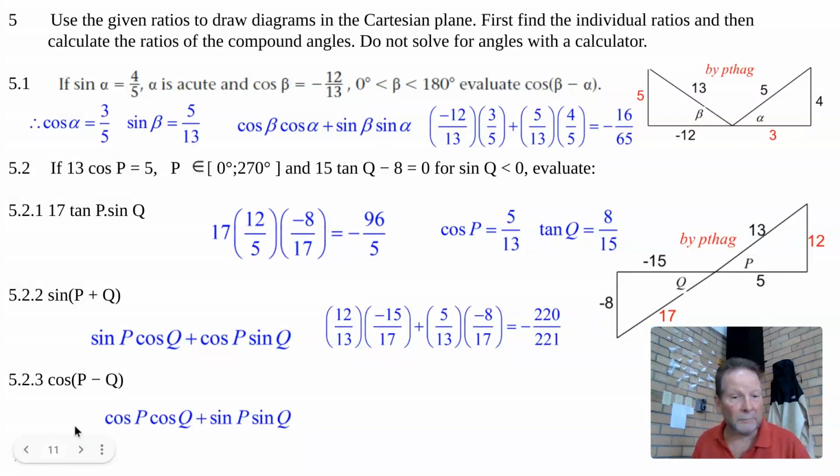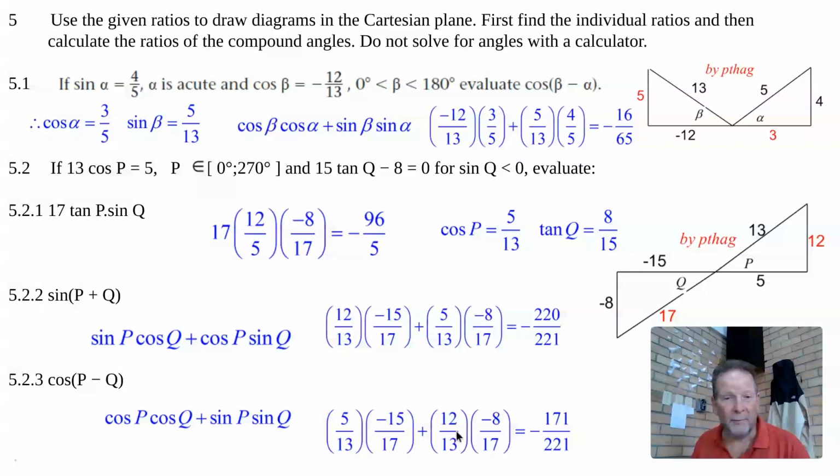The last question. It's just the same thing. The cos of P plus the cos of Q, put down the formula, and then go to the triangles and work the adjacent over hypotenuse for P and Q. Just fill in the fractions, put it in your calculator, and you'll get minus 171 over 221. And there you go. That's the whole thing.